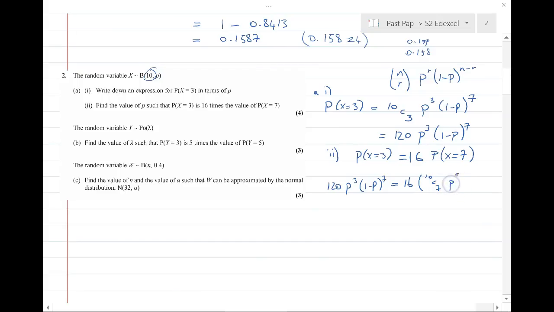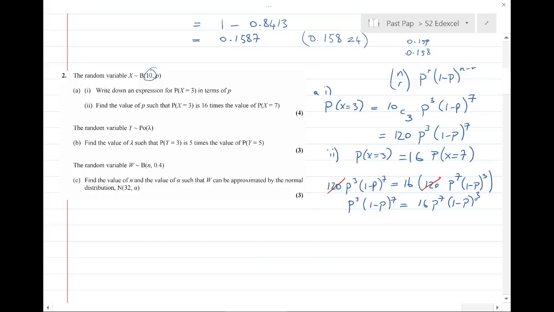Now this time we've got 7 occurrences and 3 non-occurrences, 3 times where it doesn't happen. So the 120, as I said, this number here is 120, so I'll write that in there, and then we may as well cancel the 120. So let's just tidy that up before we do anything else. p cubed (1 minus p) to the 7 equals p to the 7 (1 minus p) cubed.